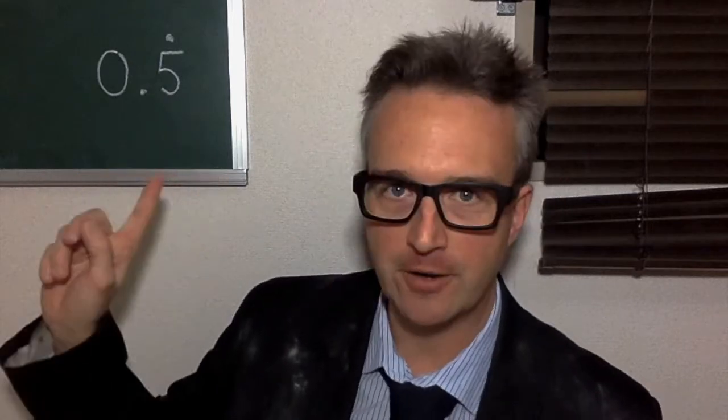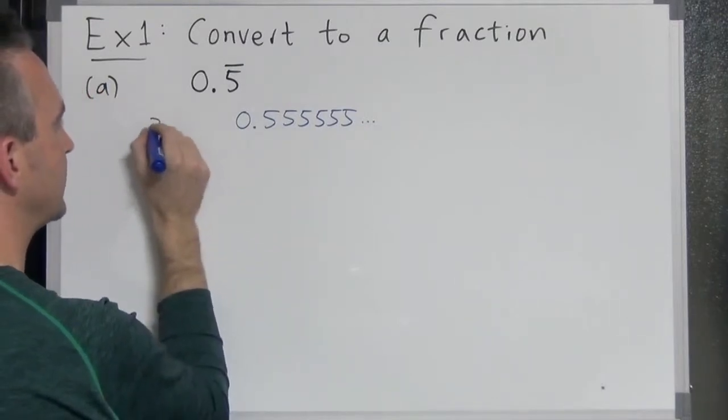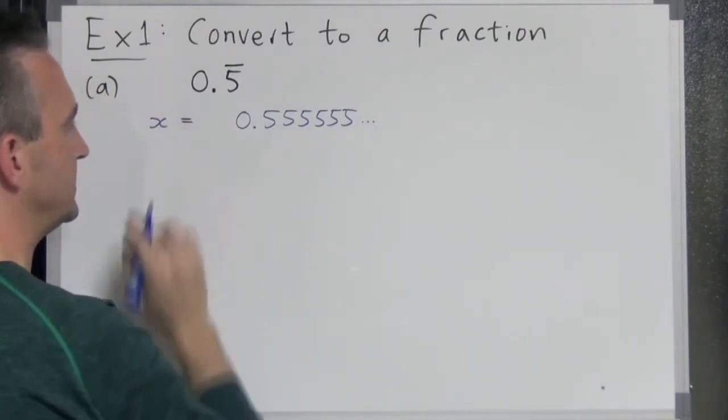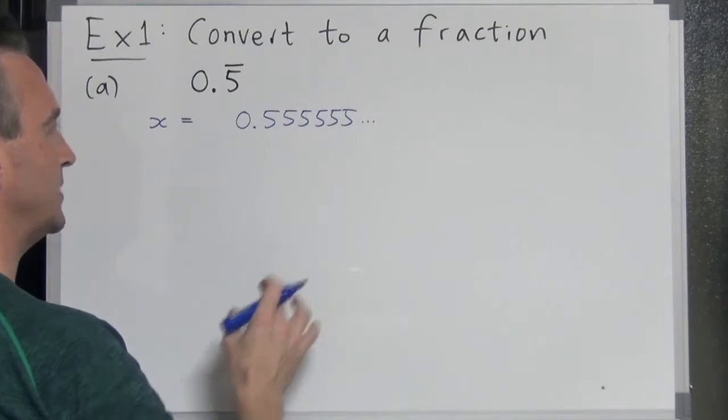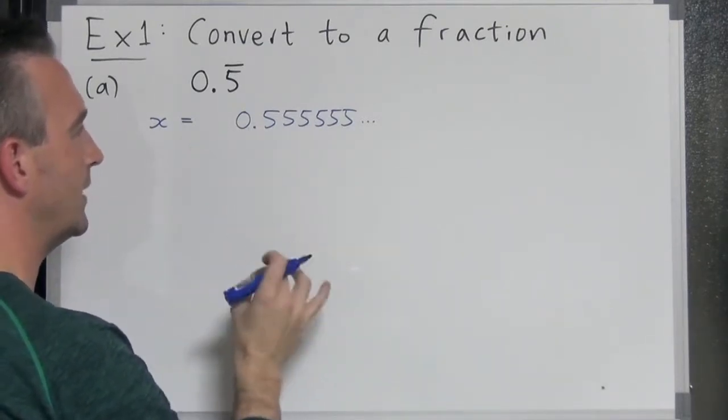There is also a dot notation you can use for recurring decimals. All you need to do is just put a dot above the repeating digit. So 0.55555 can be written as 0.5 with a dot above it. What I'm going to do is call this x and leave a little space here. So from the intro, you already saw that this is 5 over 9, but we're going to go through this step by step and show you exactly why that is so.